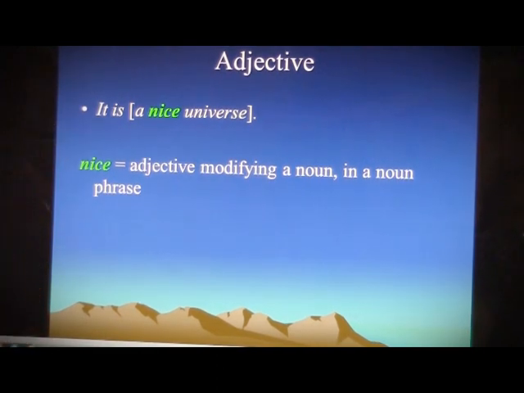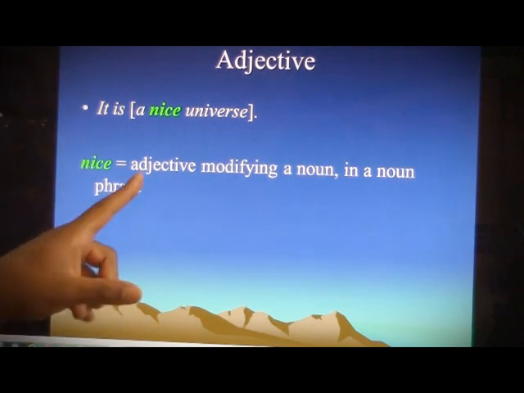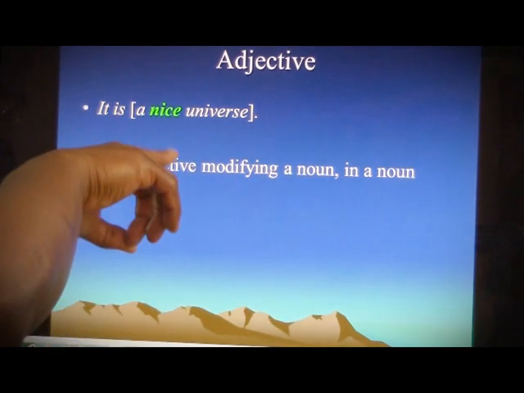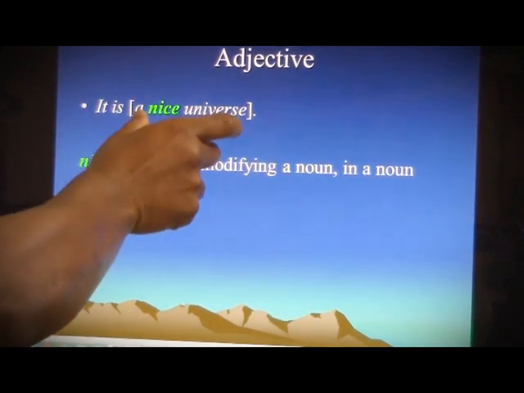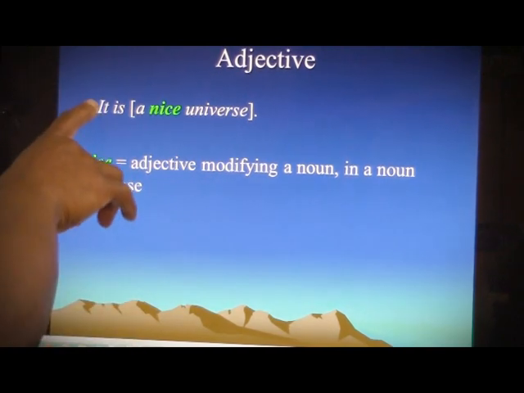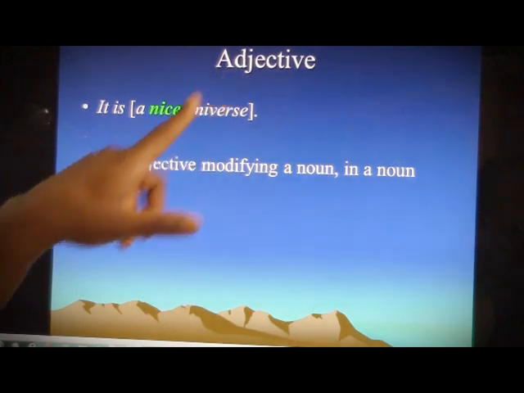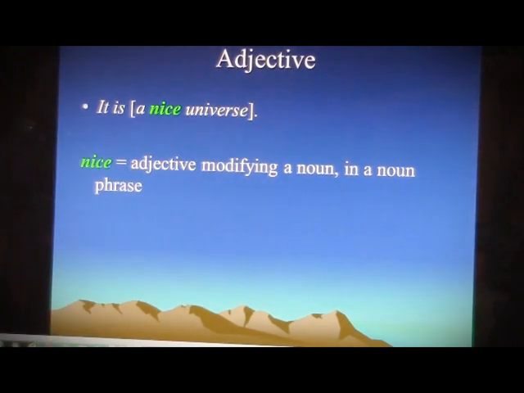Okay, let's get down to some examples. It's a nice universe. Nice is an adjective modifying the noun in the phrase. The noun it is modifying is universe. Right, but a nice universe itself, this whole phrase, is modifying what it is. What it is: a nice universe. But nice is the main adjective in this phrase. But this makes it a whole adjectival phrase.